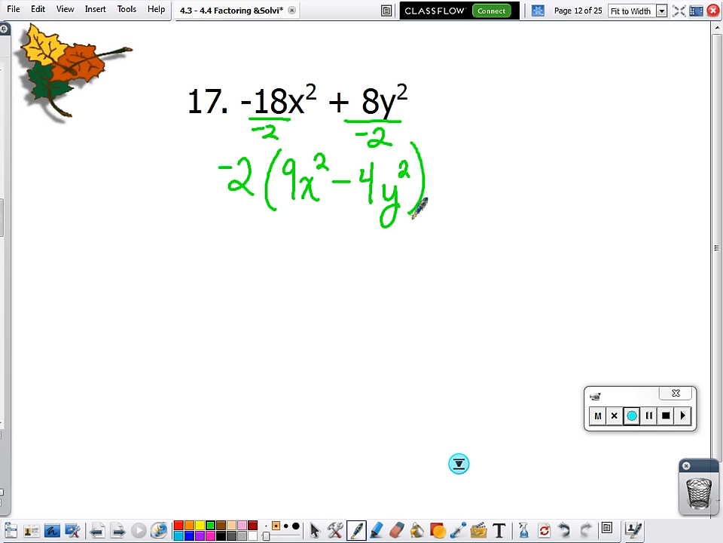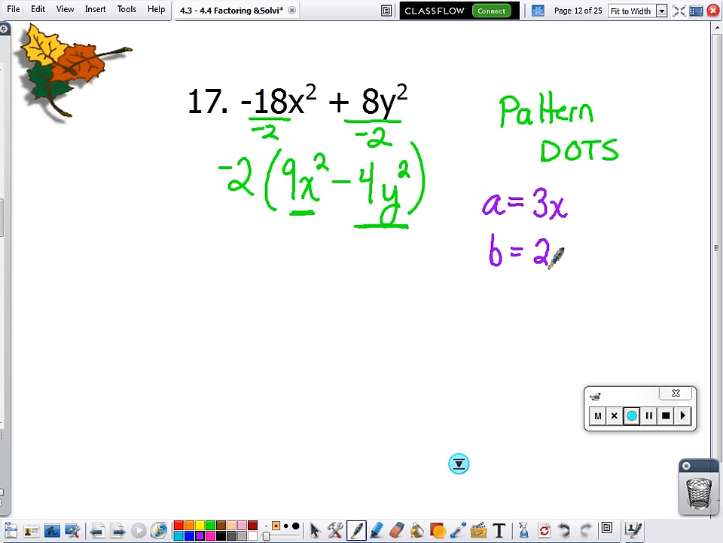So this problem started off with a GCF. I am left with only 2 terms. So I need to ask myself, does this hit a pattern? The only pattern we have so far is difference of 2 squares. This is a difference of 2 squares. 9x squared is a perfect square. Negative 4y squared is a perfect square. So when we go to factor this, our a would be 3x, our b would be 2y.